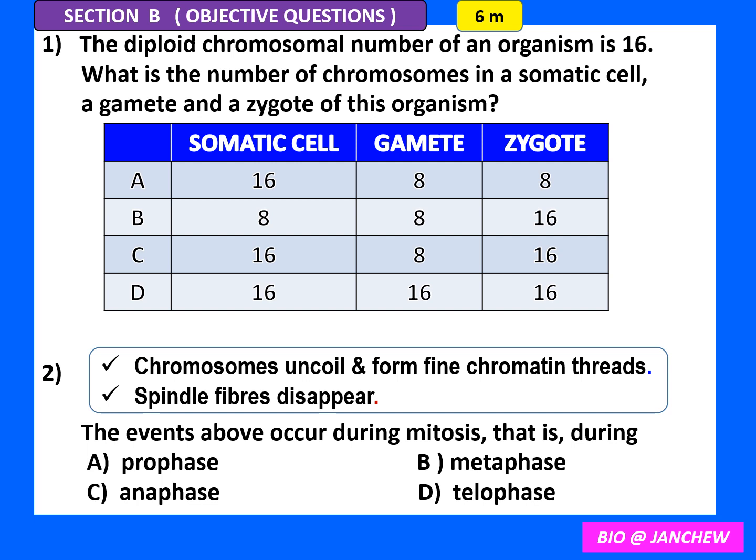Let us go on to section B, which contains 6 objective questions. So each question is 1 mark. So the total number of marks is 6 marks. Now, you can read through the questions first, and you can also pause the video, and we will discuss the answers in a few minutes time.